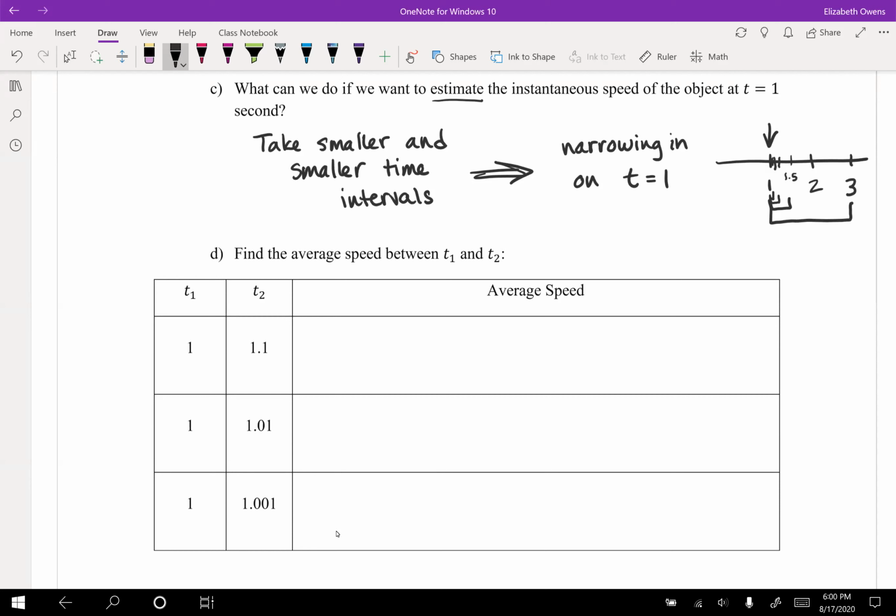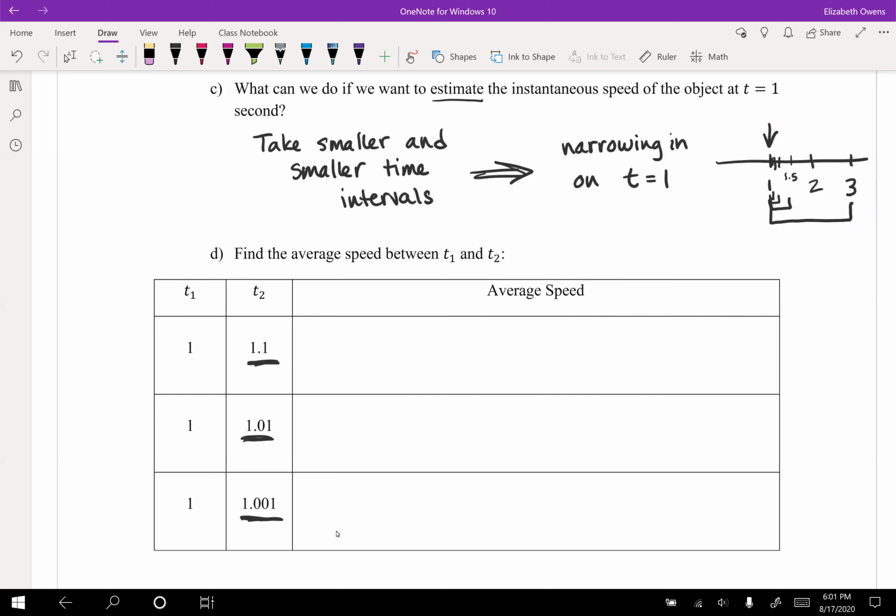All right, you're going to find the average speed between t1 and t2, and t1 is staying the same the whole time. It's still just t1 equals 1. But t2 is changing and nipping in closer and closer to t equals 1 second. We're going from t2 equals 1.1 to 1.01 to 1.001. So effectively, we're bringing that second time closer and closer to the point that we're actually interested in.